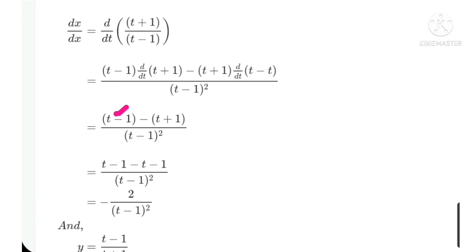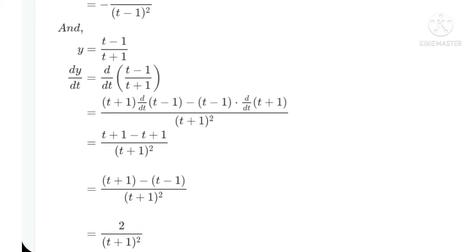So here 1 is there and here derivative of t is 1. So what remains? t minus 1 minus t plus 1 upon t minus 1 bracket square. Remove the brackets. Then see what happens, t will cancel. Minus 1 minus 1 is minus 2 upon t minus 1 bracket square. Write y again: y is equal to t minus 1 upon t plus 1.